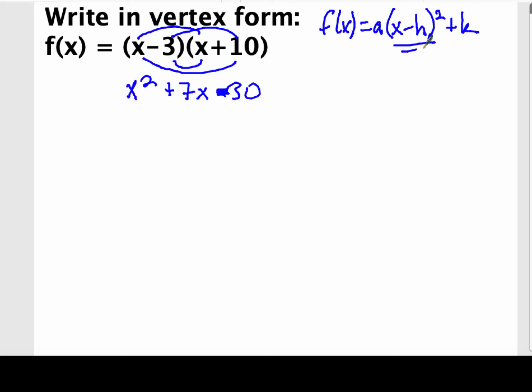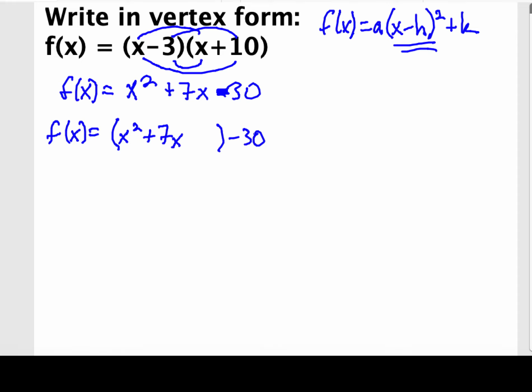Well, I need this perfect square in the middle. So this is where we're going to take advantage of the complete the square method. And what I'm going to do is say, okay, this is f of x. Now, I don't really want to mess with that. I want to keep f of x, so I'm going to leave that over here at the left. But I'm going to kind of quarantine this x squared plus 7x, and we're going to sort of ignore the -30. We're going to sort of isolate that inside the parentheses.